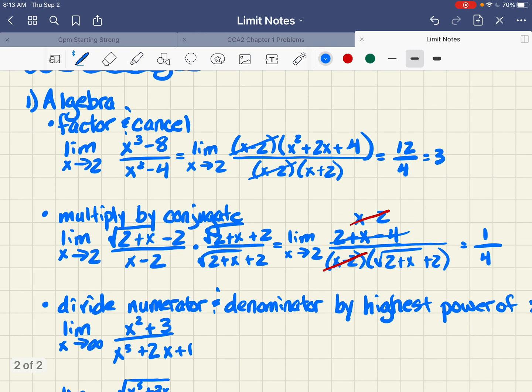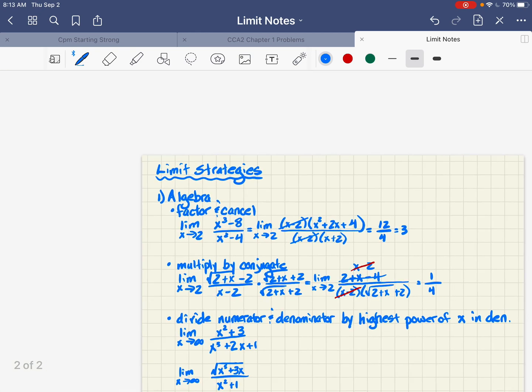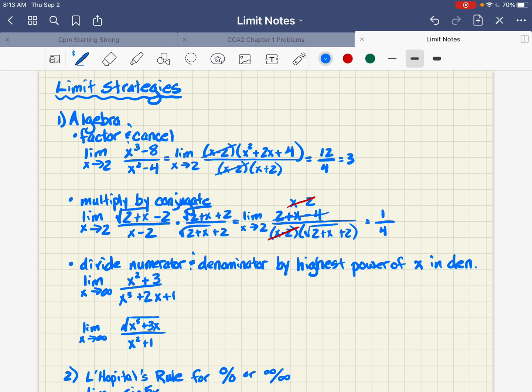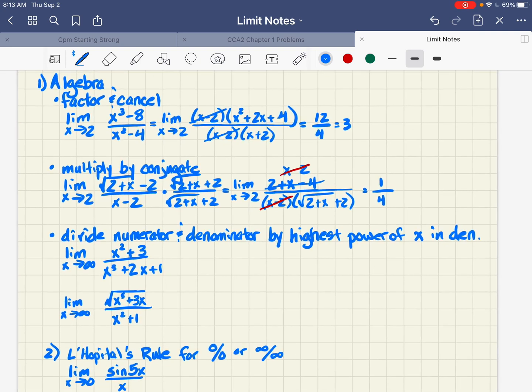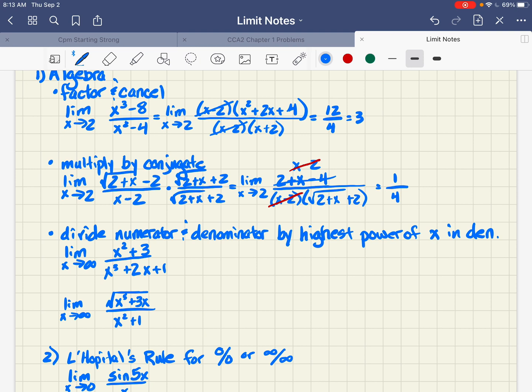And then the last one is the one we use probably the most frequently: dividing the numerator and denominator by the highest power of x that's in the denominator. This is one where sometimes students see these problems and go, oh, I'll just do L'Hopital's rule, and then I jump up and down and go, no, no, no, don't do that. That's so much harder.